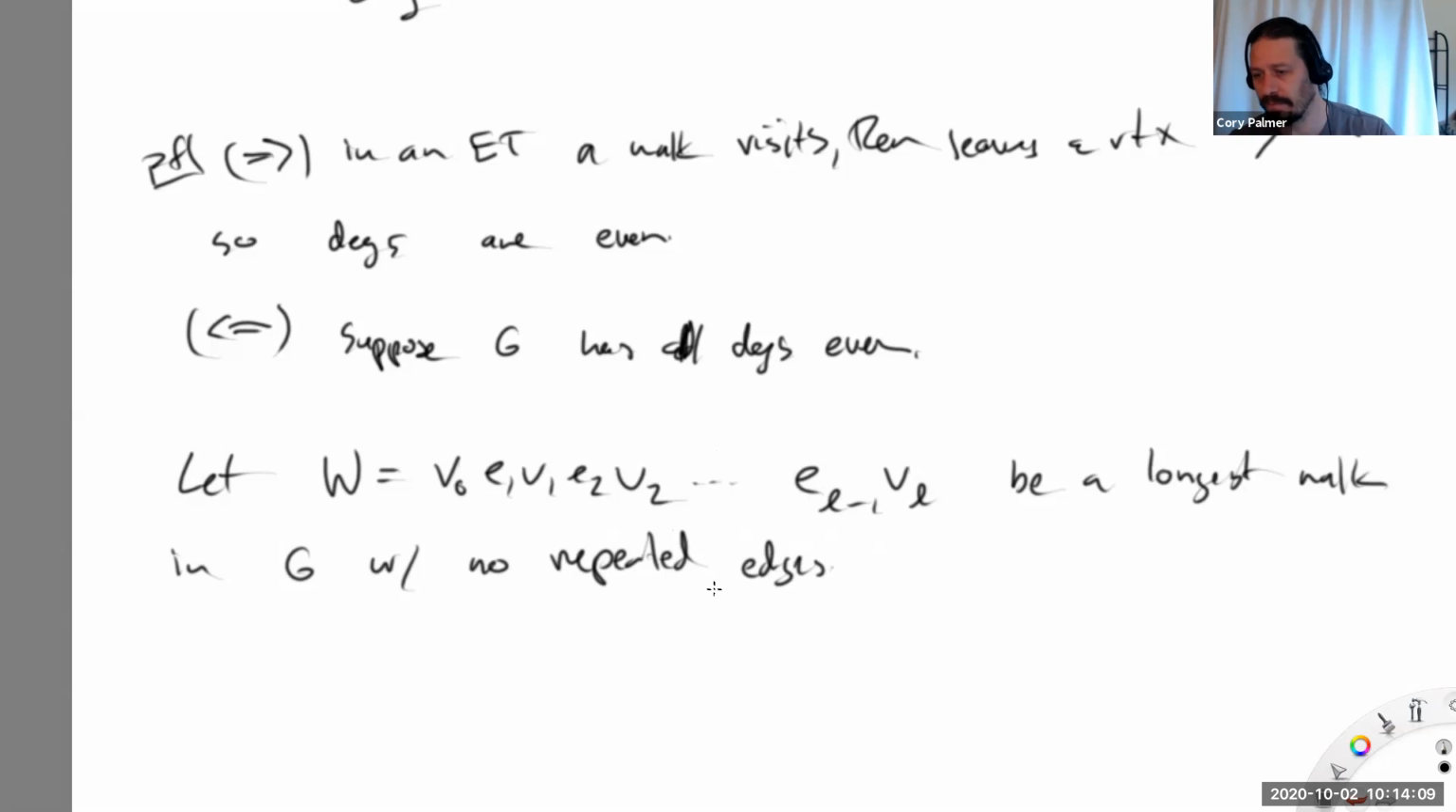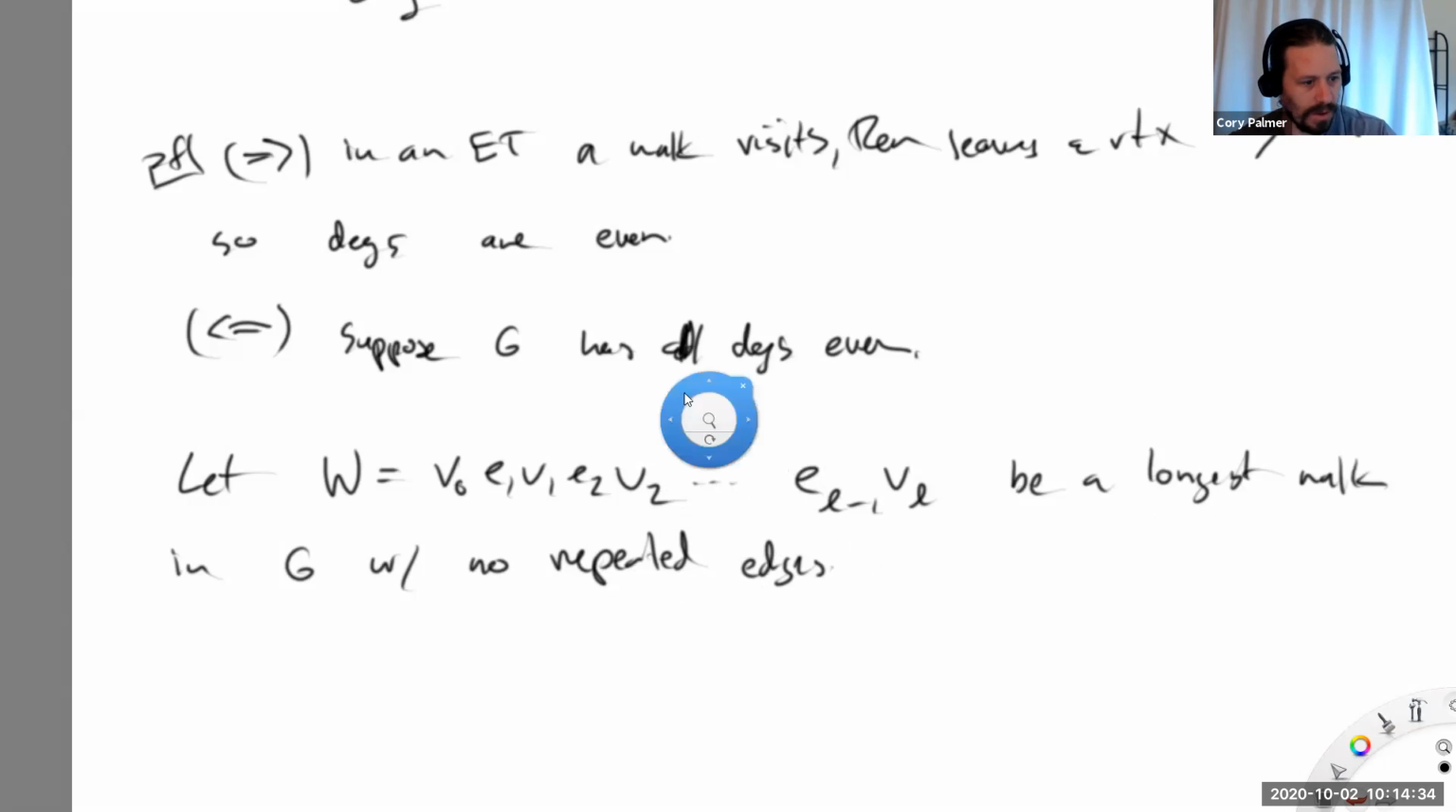So this is like my first attempt. Just start somewhere, start walking, and go as long as you can without repeating. That doesn't necessarily produce a longest one, but one does exist because there are finitely many. That's maybe worth stating: there are finitely many walks with no repeated edges, obviously, since there are finitely many edges. So among all of those, there's at least one that's longest.